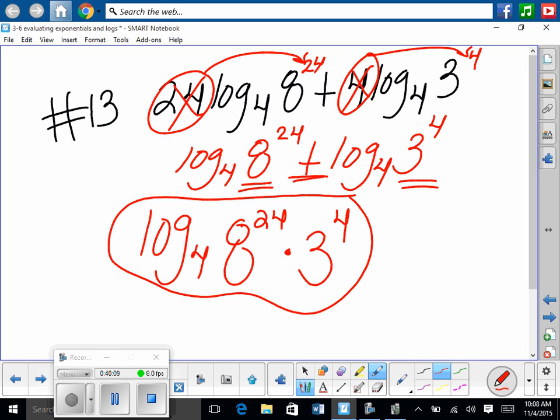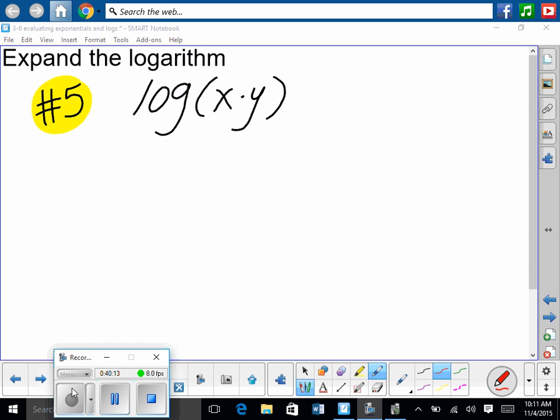Okay, continue. Check your answers with me. Let's go. Okay, so now we're going to expand the logarithm. Now we're going to be given a logarithm that's written as one log and break it apart. So everybody paying close attention.